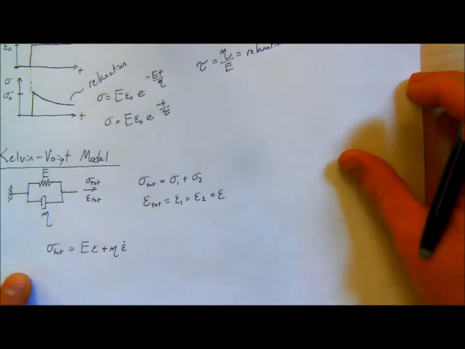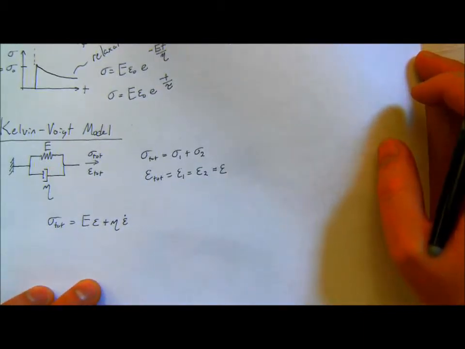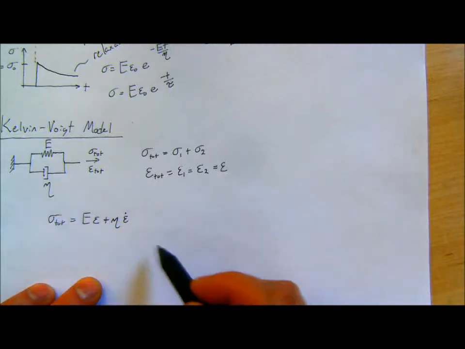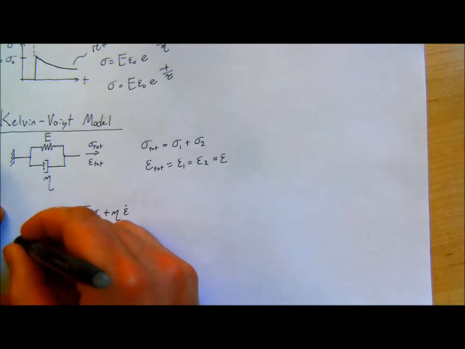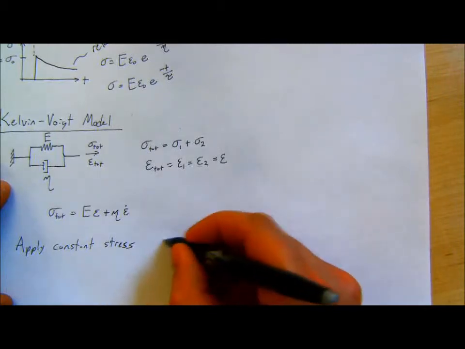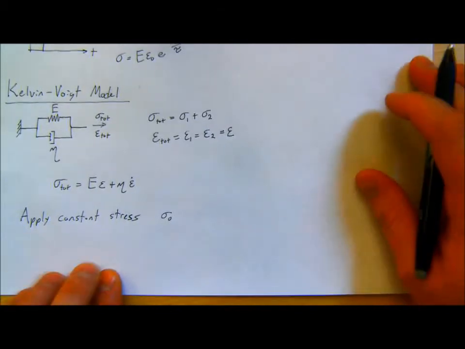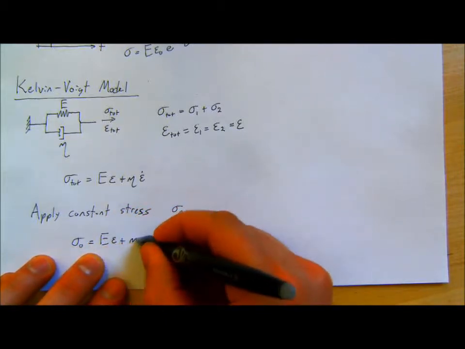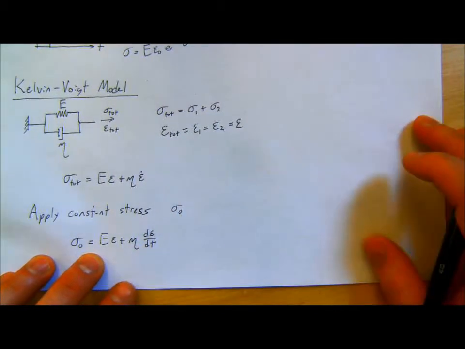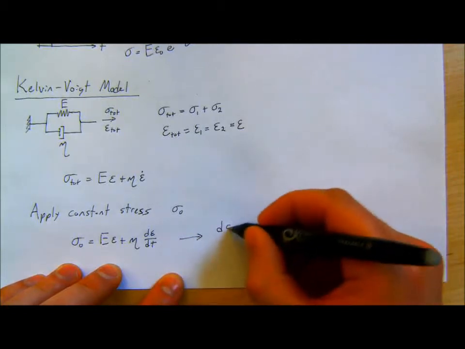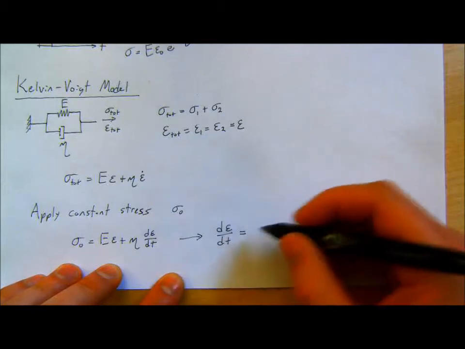And I want to solve this now for the scenario where I have a constant stress applied. So now my stress is equal to that. I want to try to solve the case where I apply constant stress sigma naught. So solving this, I have sigma naught is equal to E epsilon plus eta d epsilon dt. I can move some stuff around, and I can say d epsilon dt is equal to sigma minus E epsilon over eta.